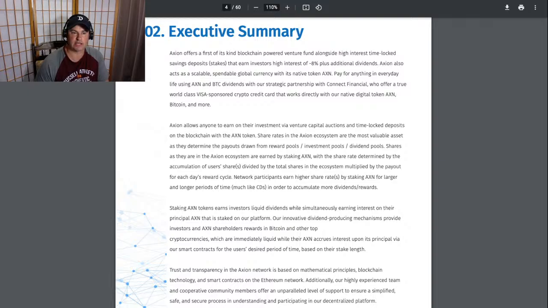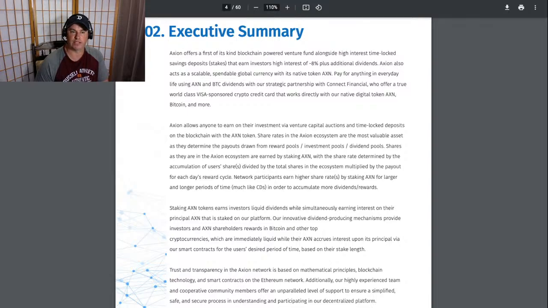Shares in the Axion ecosystem are earned by staking Axion, with the share rate determined by the accumulation of users' shares divided by the total shares in the ecosystem multiplied by the payout for each day's reward cycle. All right, so in Axion we have a share rate, currently about 1.12, and that goes up every day pretty much according to this basic formula.